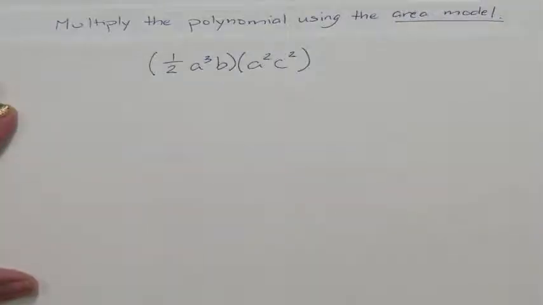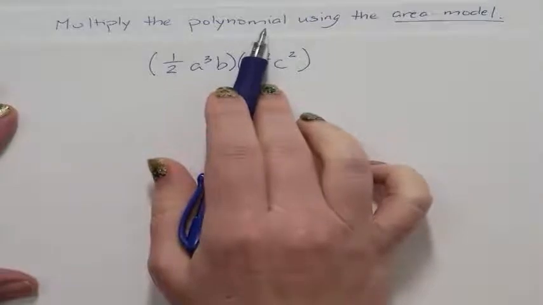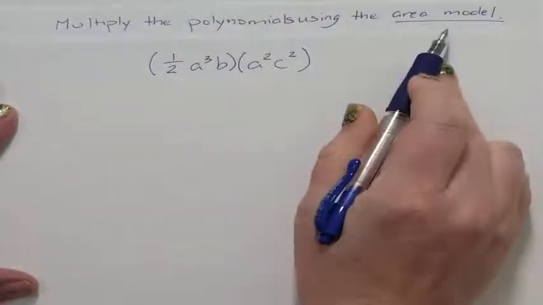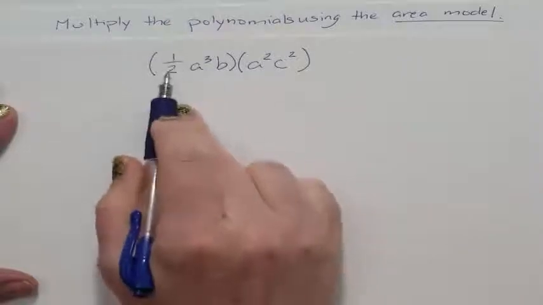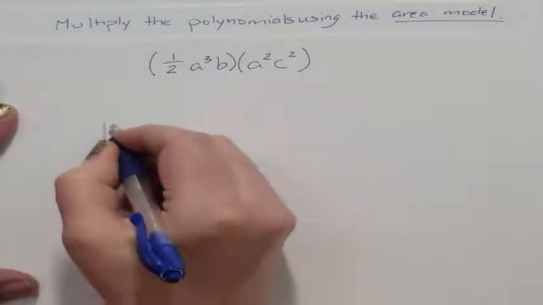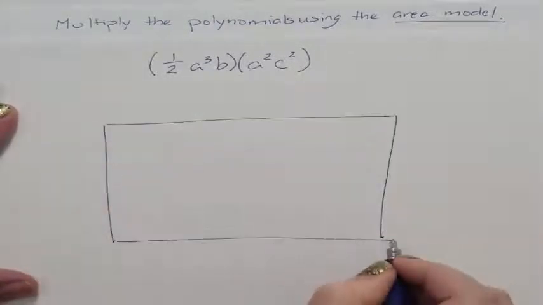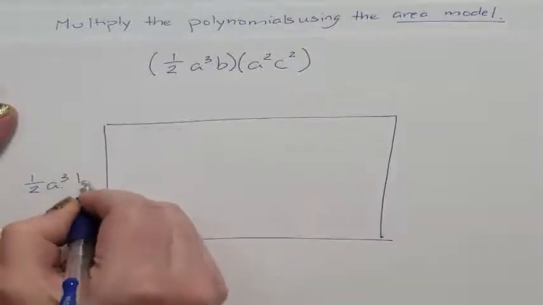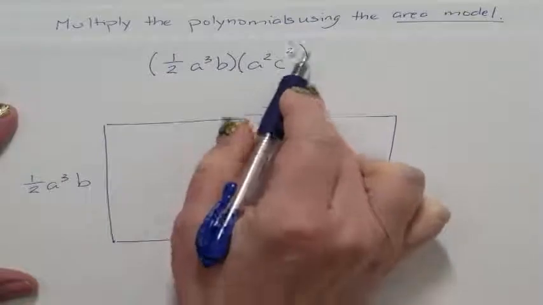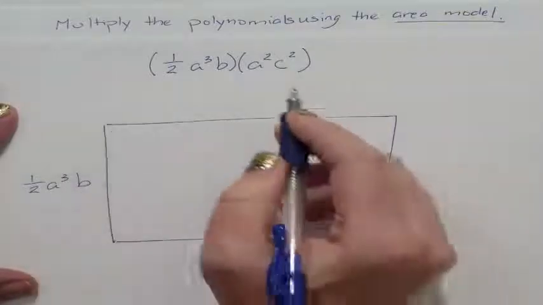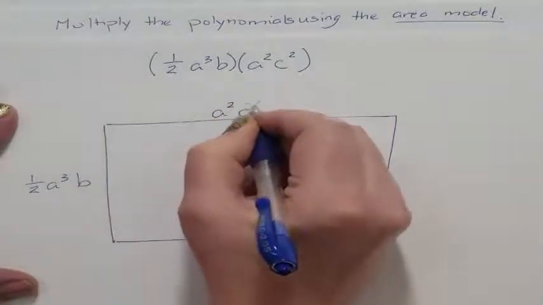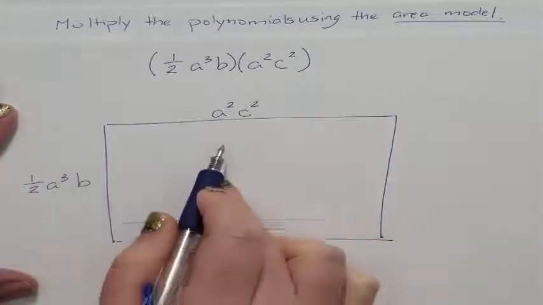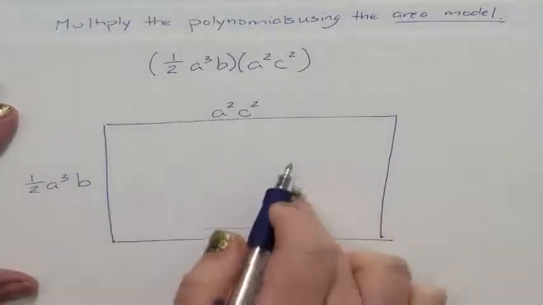Our last example problem for the day, we're supposed to multiply the polynomials using the area model. So here is a polynomial. Since it's only one term, that meant that that area model side only gets one term. So this is 1/2 a to the third b. And since this polynomial only has one term, that meant this side also only has one term. So there's my one term. We're supposed to multiply the two sides together to figure out the area of this rectangle.